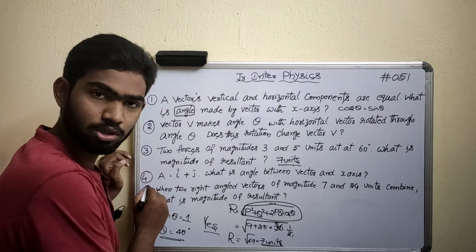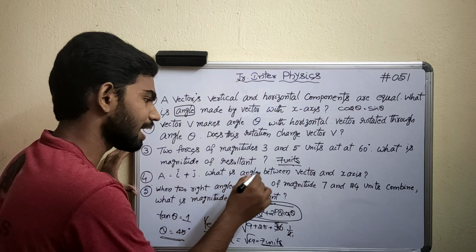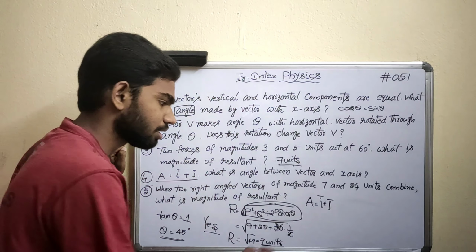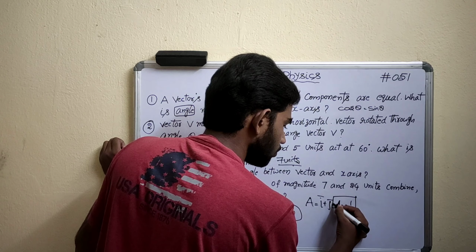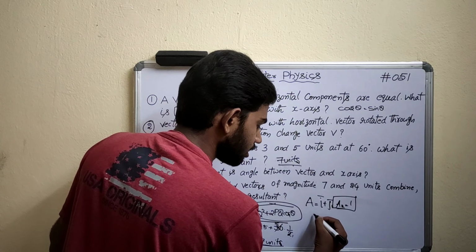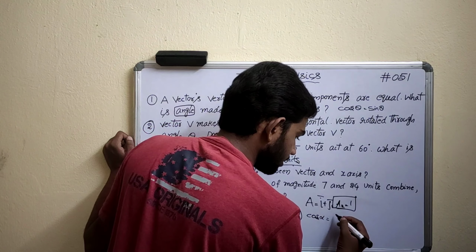Now, here the fourth question is A equal to I bar plus J bar. What is the angle between the vector and the x-axis? They are asking to find the angle between the vector and the x-axis. So here we have to write this one. A equal to I bar plus J bar. And here Ax is equal to 1. So remember this formula. And here the formula is cos alpha. So they are asking to find out cos alpha. So in the graph we can check that later on.